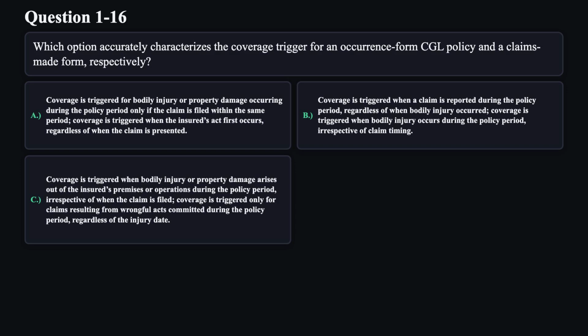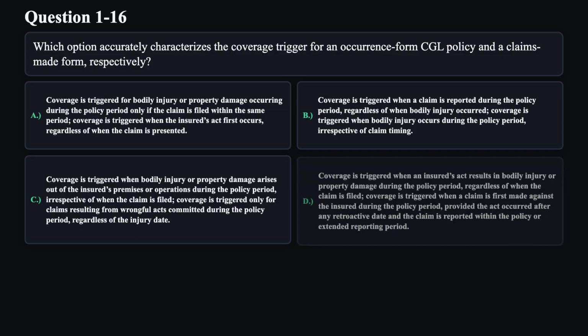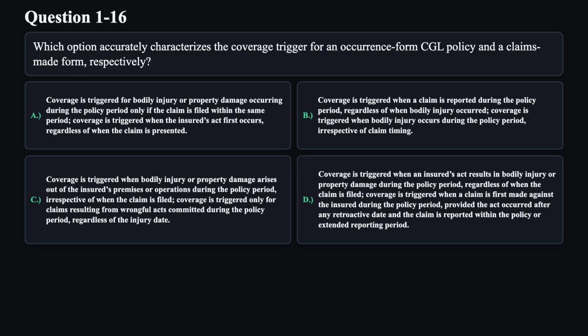C. Coverage is triggered when bodily injury or property damage arises out of the insured's premises or operations during the policy period, irrespective of when the claim is filed. Coverage is triggered only for claims resulting from wrongful acts committed during the policy period, regardless of the injury date. D. Coverage is triggered when an insured's act results in bodily injury or property damage during the policy period, regardless of when the claim is filed. Coverage is triggered when a claim is first made against the insured during the policy period, provided the act occurred after any retroactive date, and the claim is reported within the policy or extended reporting period.